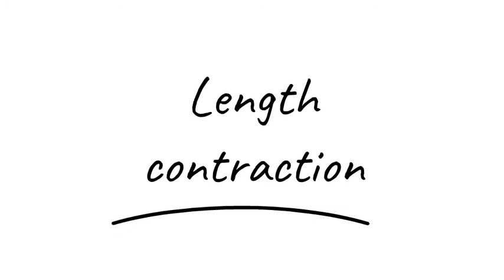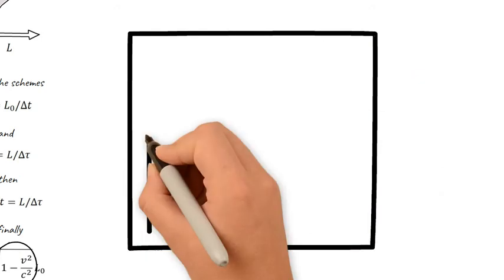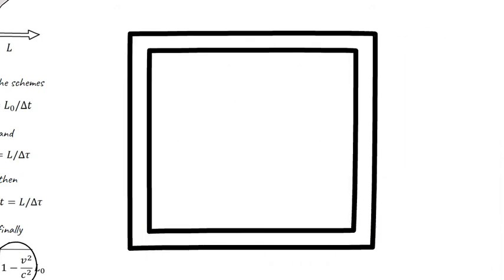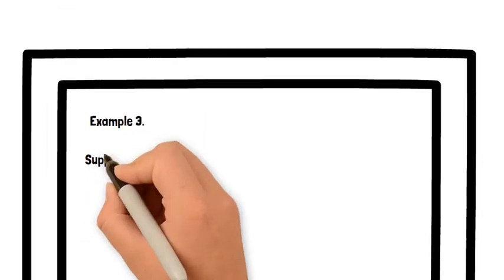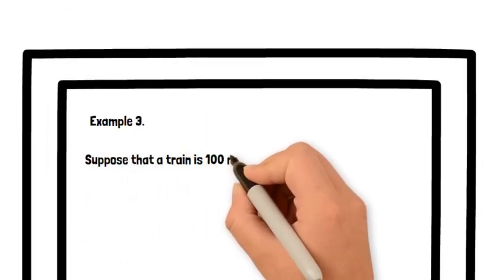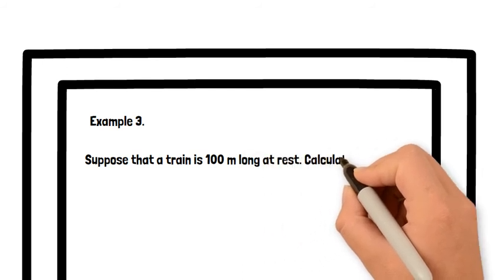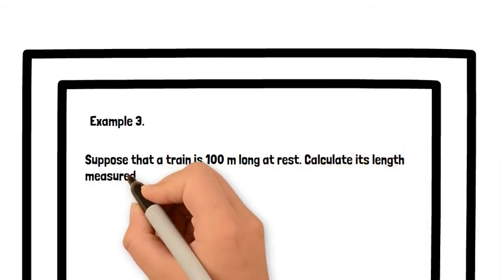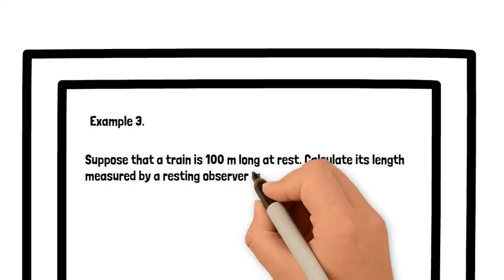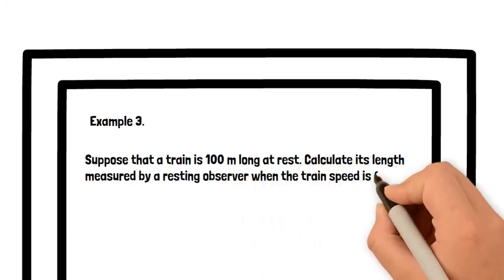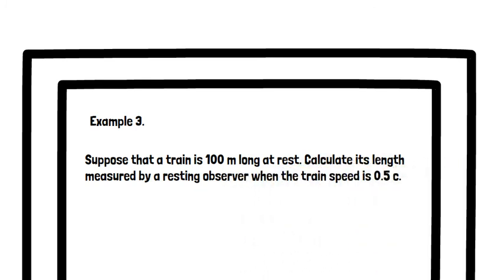Now, let's solve an example to see how the length contraction equation works. Example 3. Suppose that a train is 100 meters long at rest. Calculate its length measured by a resting observer when the train speed is 0.5 c. Could you solve this example? Answer.